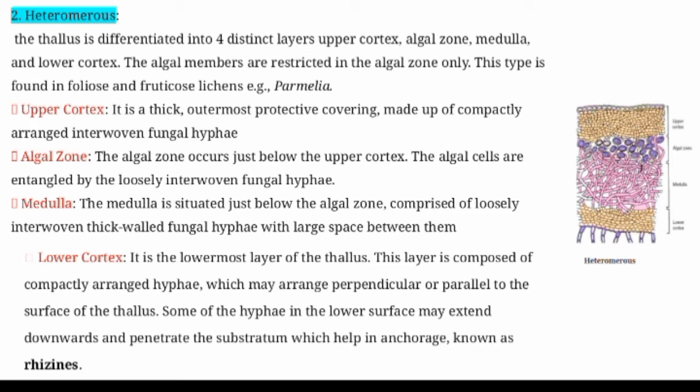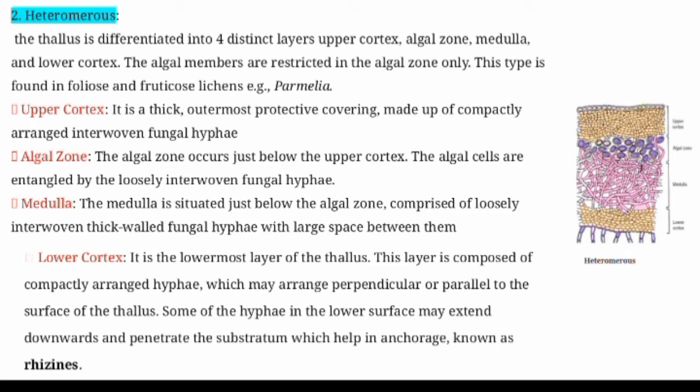Heteromerous lichen: the thallus is differentiated into four distinct layers: the upper cortex, algal zone, medulla, and the lower cortex. The upper cortex is the thick outermost protective covering made up of compactly arranged interwoven fungal hyphae, and the algal zone occurs just below the upper cortex. The algal cells are tangled by loosely interwoven fungal hyphae.